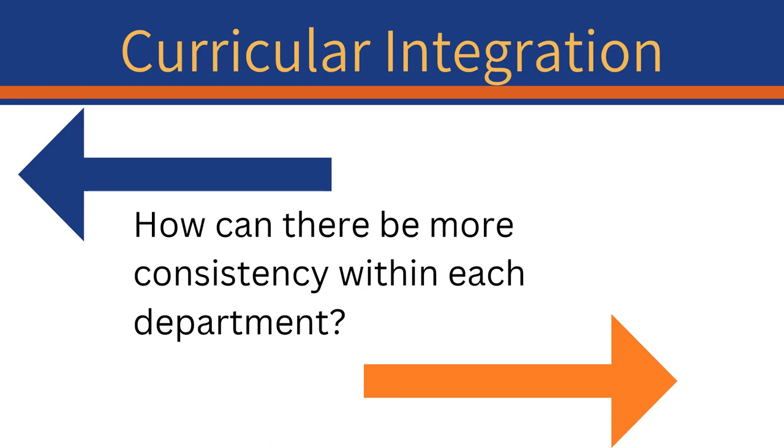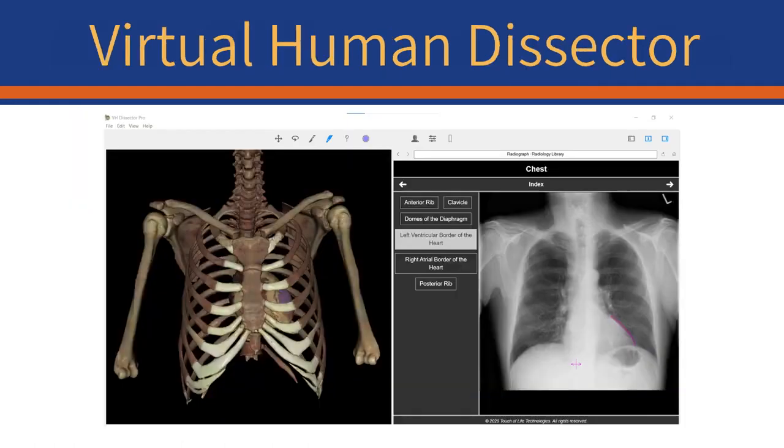Well, at Parker University, we found a particular type of tech that helped us with this, and it is called Virtual Human Dissector. It's made by the company Toltec, and it has given us the ability to do both the vertical and the horizontal integration. It's not just an anatomy tech. I know we all see anatomy tech everywhere. There are tons of examples of that. But what this software does, if done correctly, is it helps bridge those gaps between those departments.